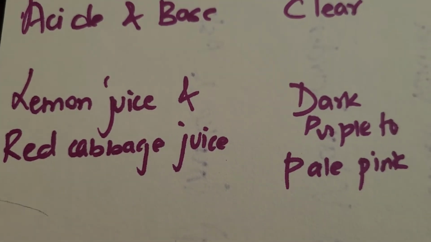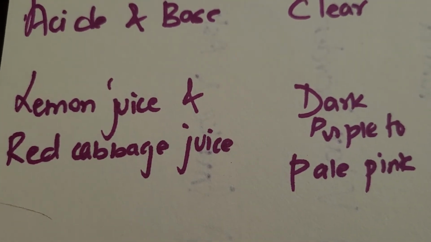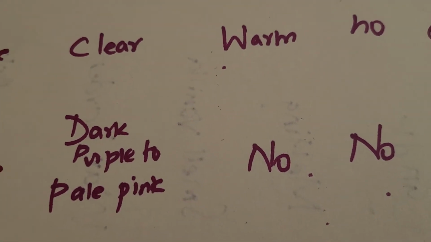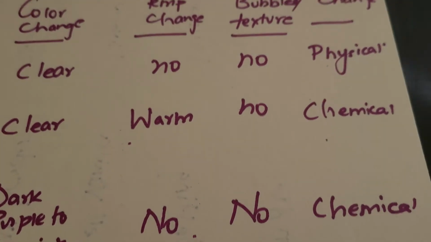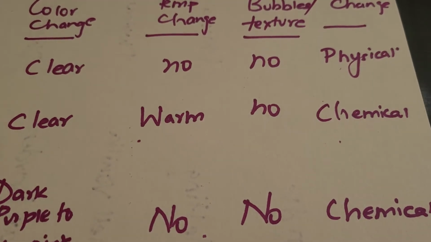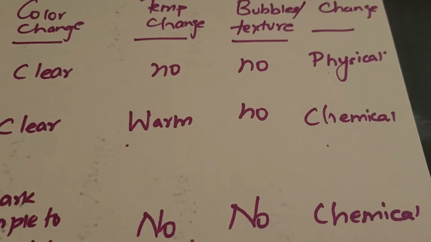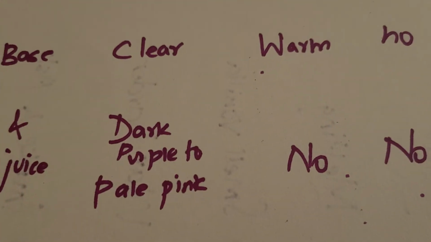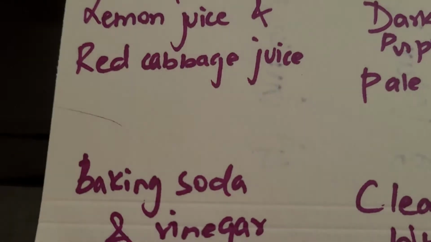Lemon juice and red cabbage juice. The color changes from dark purple to pale pink. In the other cases, temperature changes, nothing. Bubbles, no. So it's a chemical change. So it has to be one of the changes. In this case, it's a change of color.